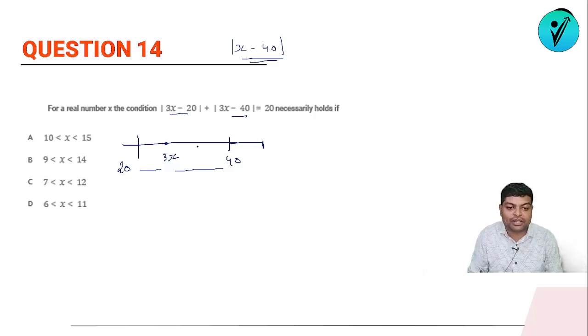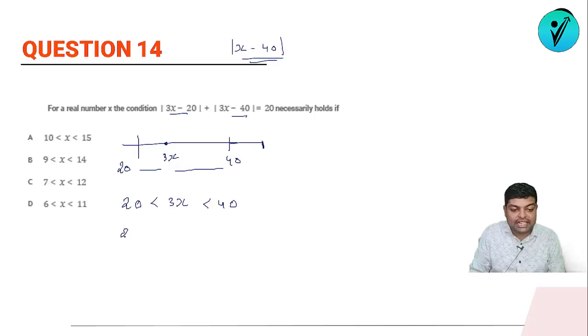If you place it here, then the distance from here to here will be more than 20. So it clearly means that your 3x will be somewhere between 20 and 40, because this distance plus this distance is exactly 20. It can be anywhere in between. So what is the range of 3x? Your 3x will always be greater than 20 and always less than 40. 3x will remain between 20 and 40.